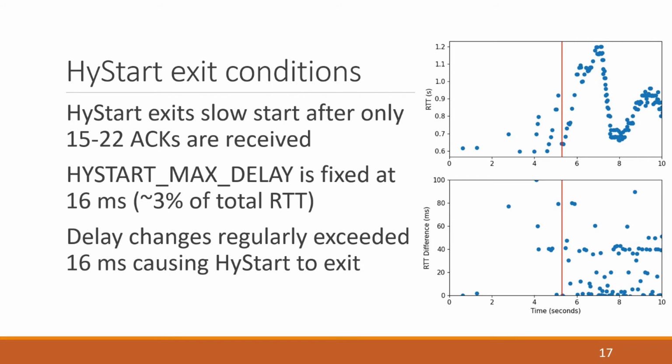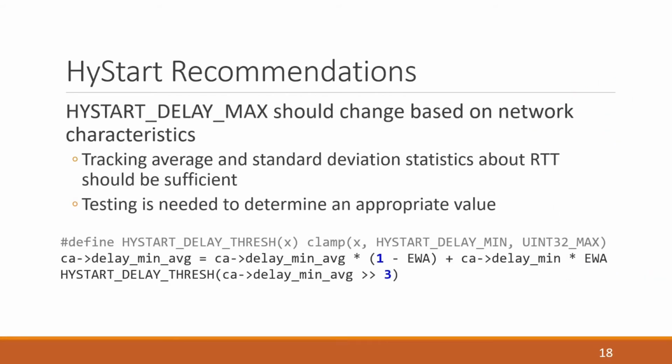So our recommendation is that HyStart delay max should actually be variable based on network conditions instead of a constant value. Tracking the average and the standard deviation statistics should be sufficient for keeping track of this round trip time and determining an appropriate threshold. But more testing is needed to determine an appropriate value and how exactly that should exit.